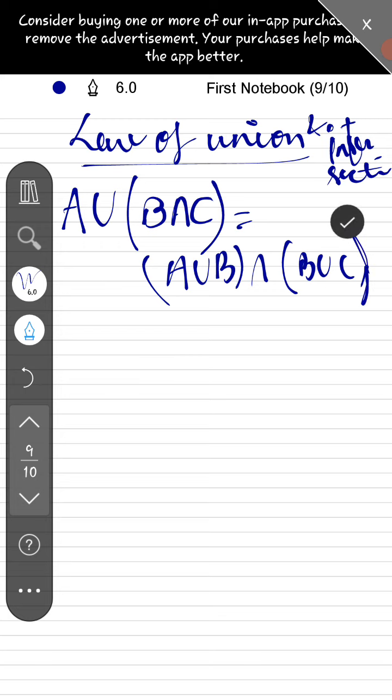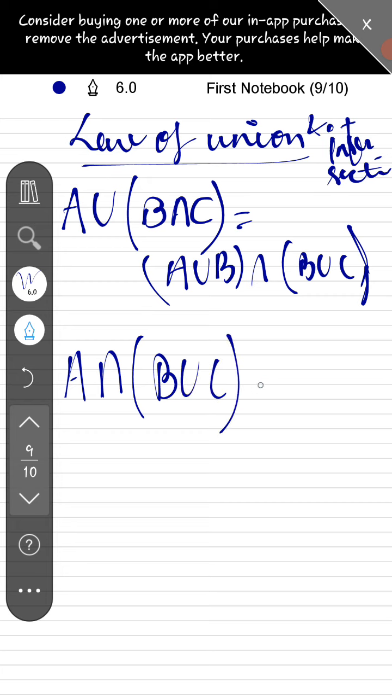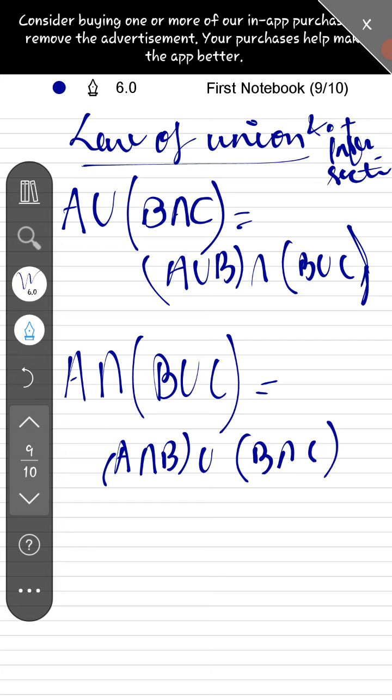Okay guys, you can prove this out. So union is distributive over intersection, and another law is also here, that A intersection B union C is equal to A intersection B union A intersection C. Okay guys, this is all for the day, and you can prove this out. You can prove this one also.